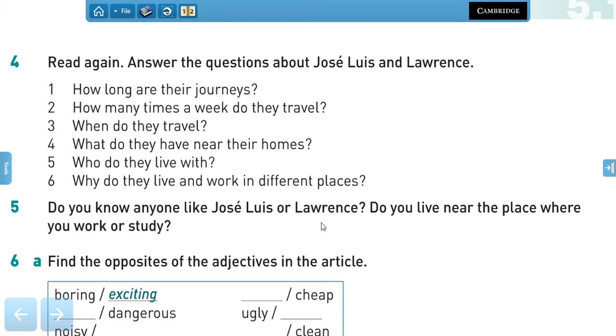Do you live near the place where you work or study? Nowadays, it's very common for students, especially, to travel from another city and rent a house near the universities, right? In our university, we have a lot of students that come from the north of the country or the south, and they have to rent a home or an apartment, right? So they can live closer to the place where they study.